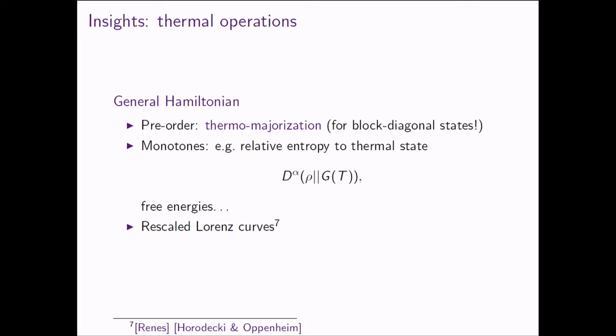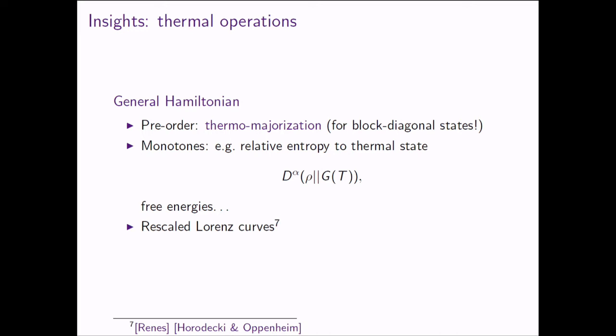So for example, we have a pre-order for block diagonal states. So these are states that are block diagonal in the energy eigenbasis. So we could almost call them classical states. Yes? So you don't have coherences between different energy levels. And in this case, the pre-order that you get is thermal majorization, which is kind of a rescaled majorization. We'll go into this in a bit.